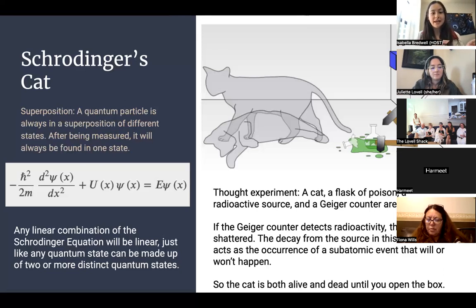So basically any combination of two solutions can give you one quantum state. So if that makes sense. But getting on to the cat.